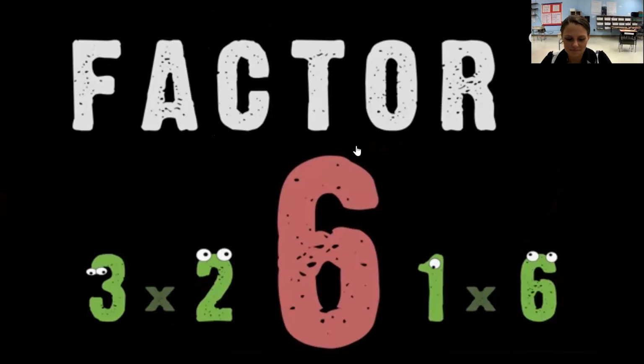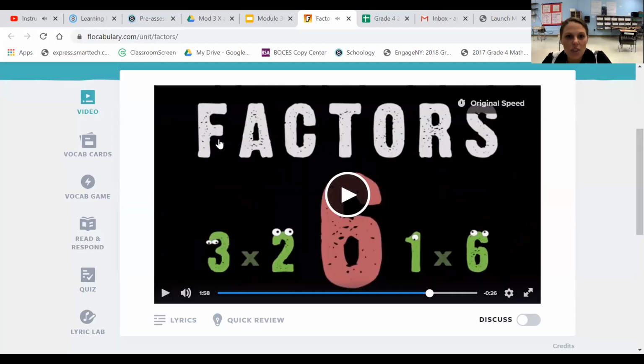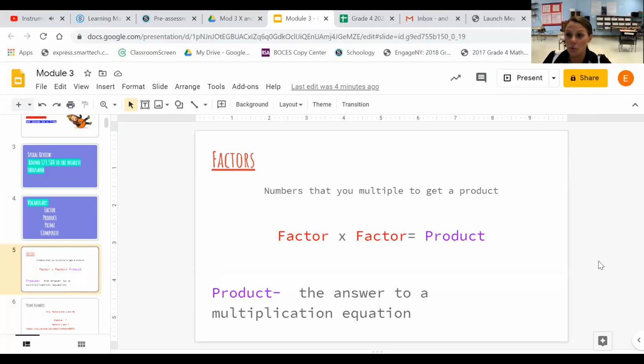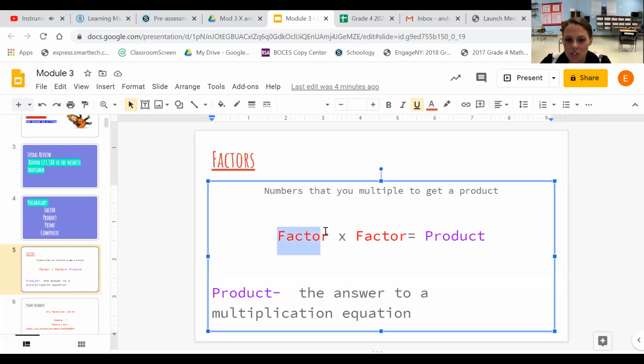All right, friends. So that's all about factors. Fun song, right? So a factor is a number that you multiply to get a product. So for example, a factor times a factor equals a product.